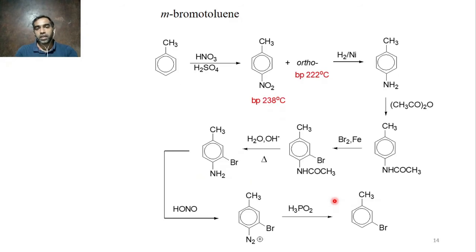So meta-bromotoluene is also similar, I mean you can synthesize. These are the other synthetic applications by making use of benzene diazenyl chloride. How it is useful in synthesizing some compounds. So you will get nitrotoluene, then convert to amine, then convert it to the acetyl derivative, para-toluene NHCOCH3. You convert it into bromo, and you deprotect it. Then again you convert to this, you will get meta. This is a way of preparing meta-bromotoluene.